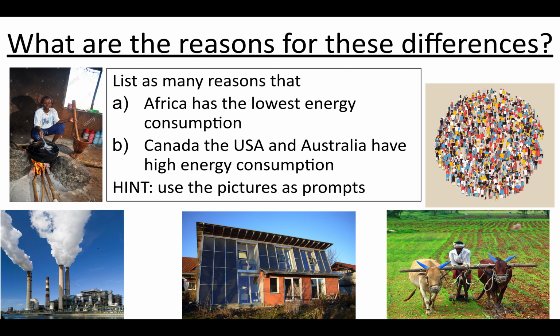So what types of energy are getting used? Why might they not need as much energy right now? That doesn't mean in the future that they won't need energy, but just right now, why are they not using that much energy? And the opposite of that, why is it places like Canada, the USA, and Australia have super high energy consumption? Remind yourself using these images.